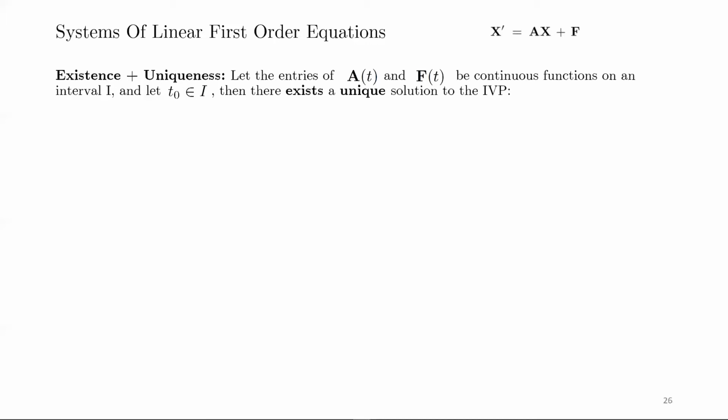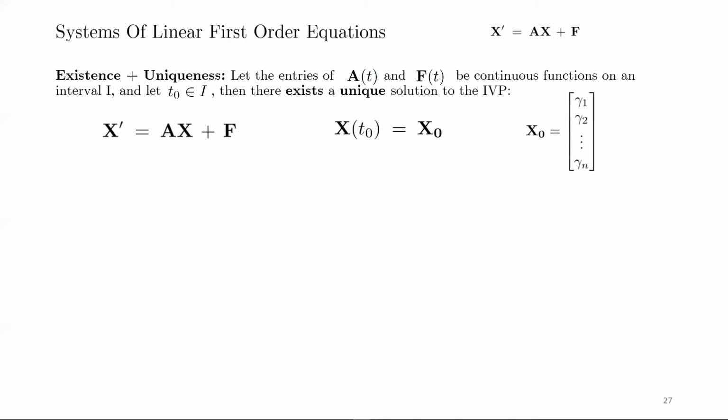So it's very similar to the scalar case. For any initial value problem, we have an existence and uniqueness theorem. We just need to check the entries in the matrix A and the vector F.